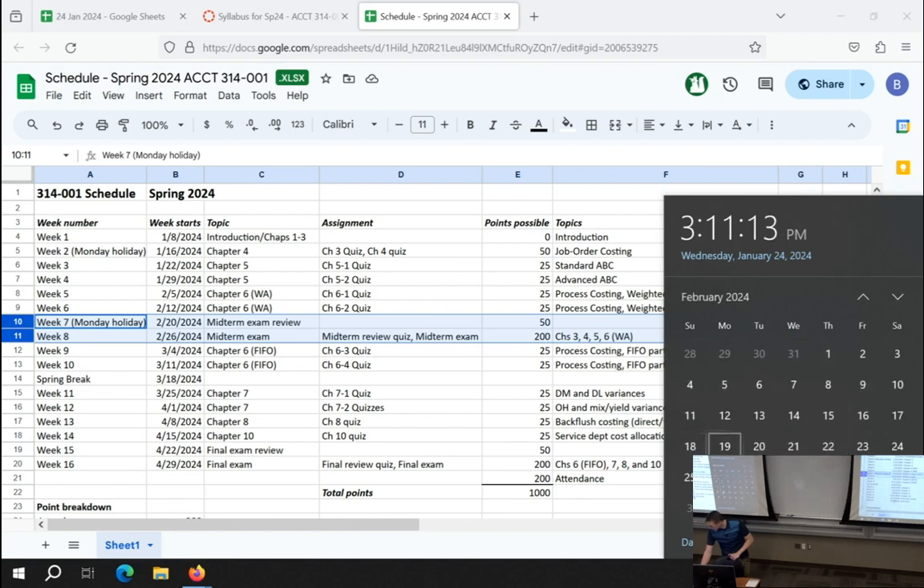So let's see. We're talking about the week of the 20th here, because it's President's Day on the 19th. So this week right here and this week right here. I'll make it available by Friday the 16th, in part because people like to do these over the weekend sometimes, if you've got a lot of things going on during the week. And if you're given two weeks and you do them over the weekends, that really is one weekend.